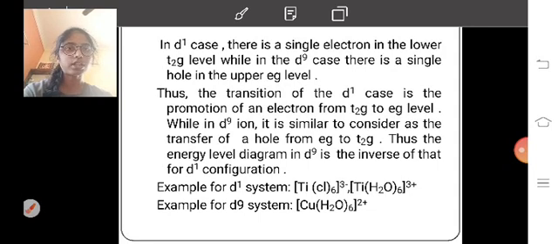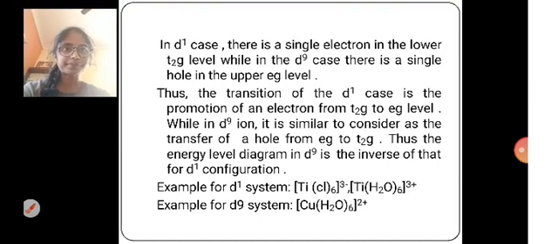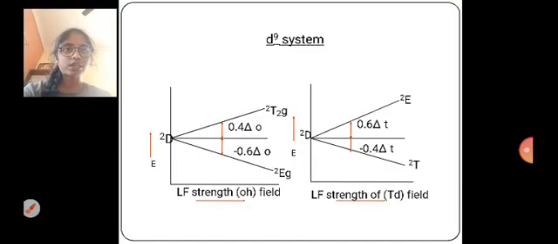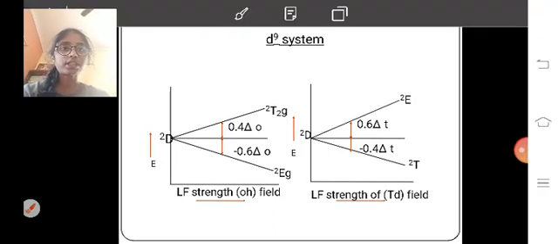Examples for D1 system and D9 system are shown here. The D9 system will be split like this. The electronic transition takes place from Eg level to T2g in octahedral field and T to E in a tetrahedral field. It is shown here.